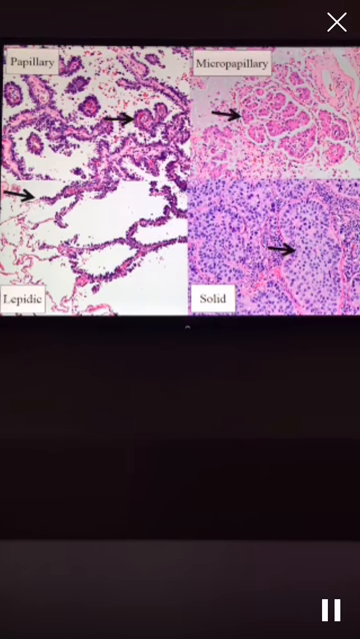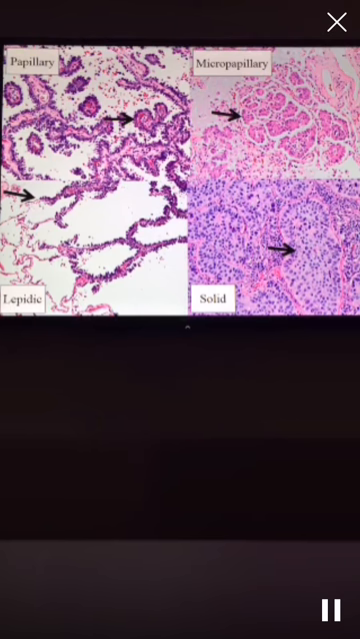And the bottom left is the lipidic pattern. We're going to talk a lot about this. What that is, is tumor cells basically growing along pre-existing alveolar septa. Just imagine, it's like Spider-Man crawling up a wall. It's like the wall is there, it's not being destroyed. It's just going on the surface of the alveolar septa. So that's what the lipidic pattern is.